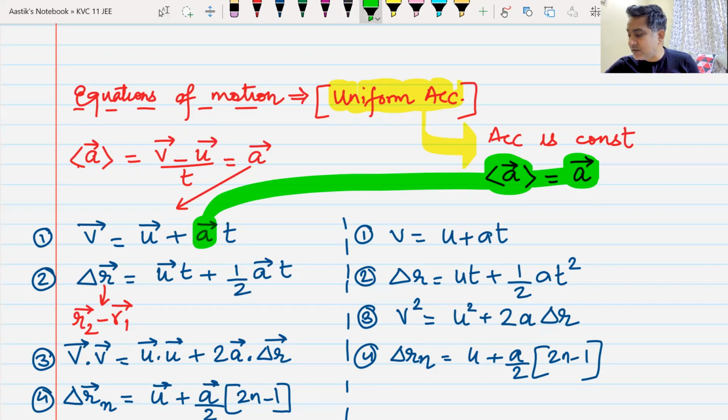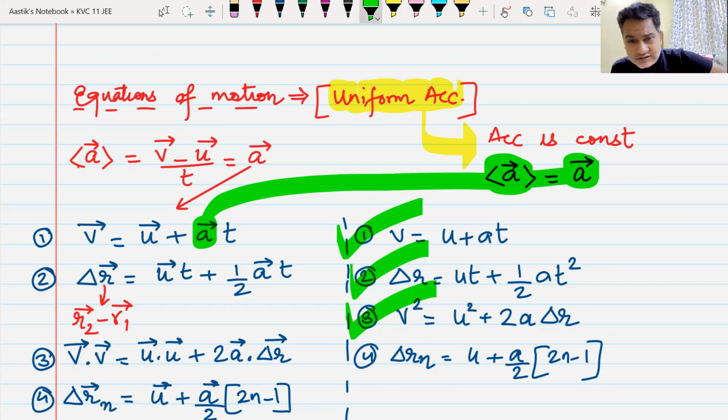Equation number 1, equation number 2, equation number 3. The 4th one we have not used till now. I'll tell you when we use it. The 4th one is for displacement in the nth second. Which one is best suited for the job? 1, 2, or 3? 3. Yes, 3 is the one that is best suited to do this job.